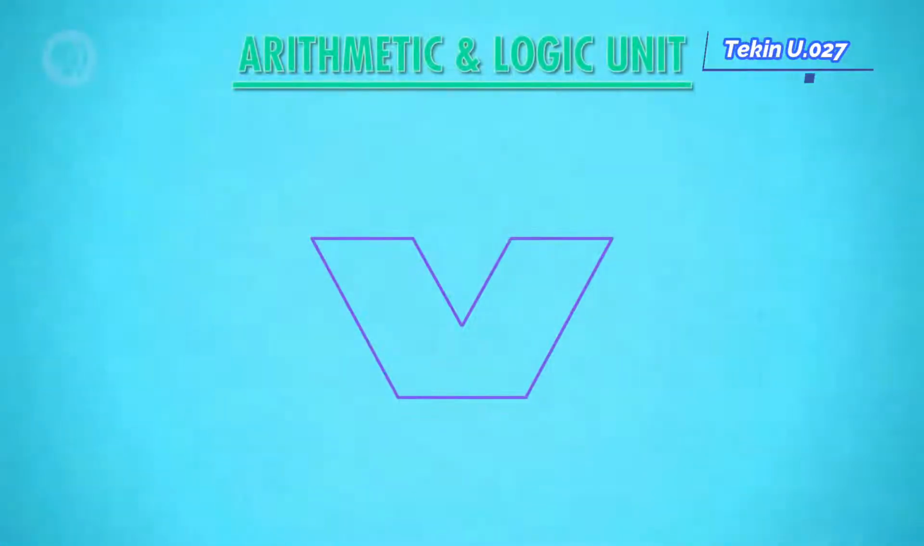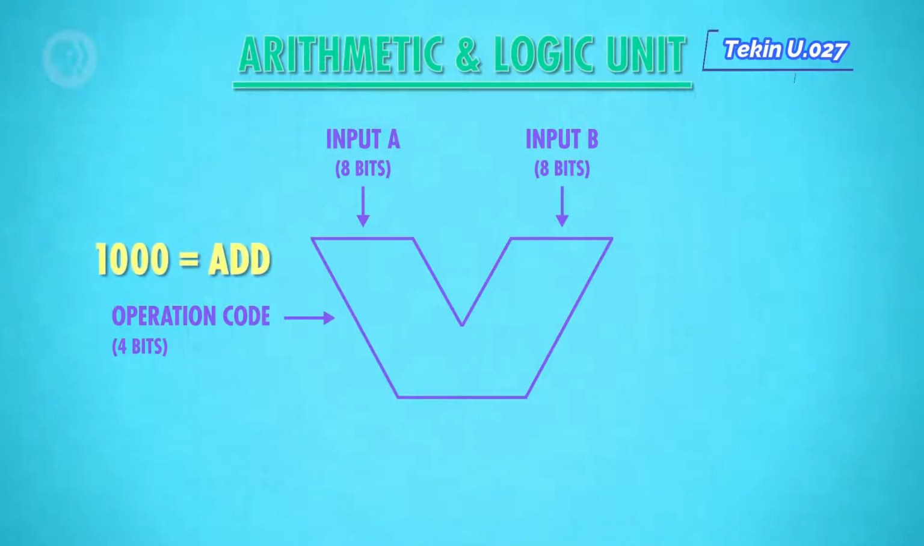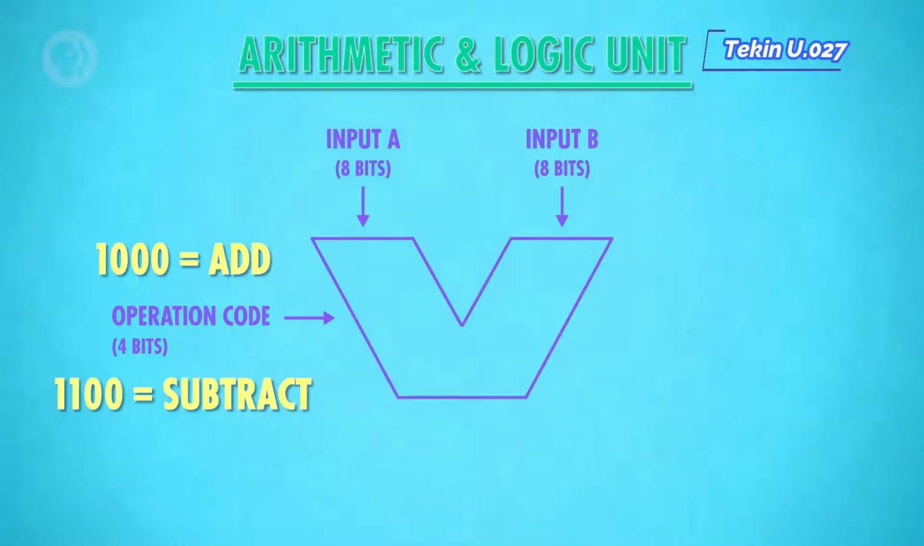Our 8-bit ALU has 2 inputs, A and B, each with 8 bits. We also need a way to specify what operation the ALU should perform, for example, addition or subtraction. For that, we use a 4-bit operation code. We'll talk more about this in a later episode, but in brief, 1000 might be the command to add, while 1100 is the command for subtract.